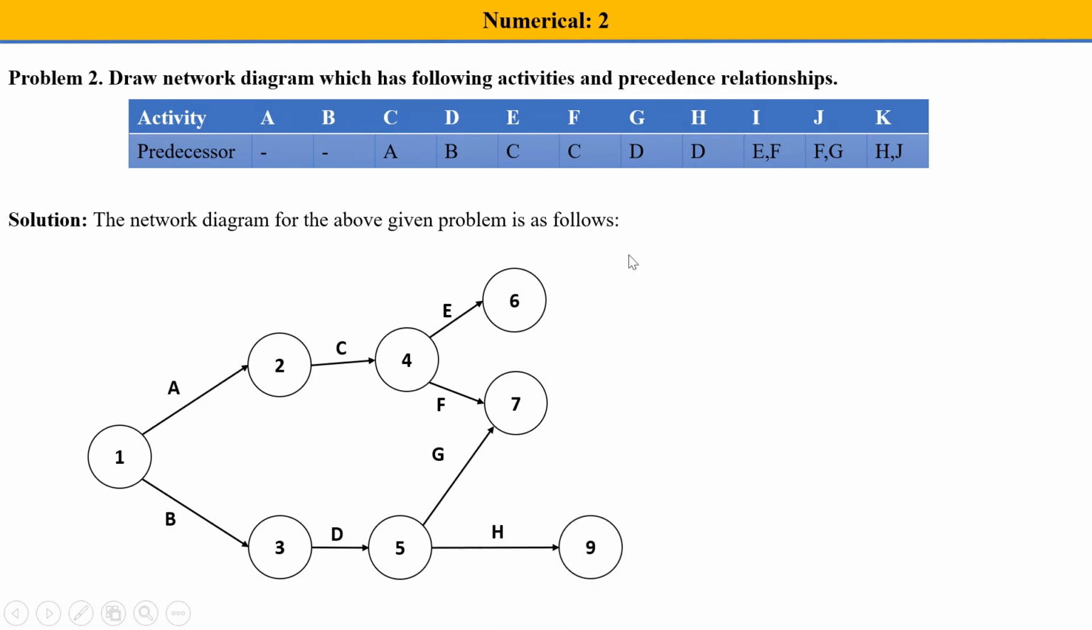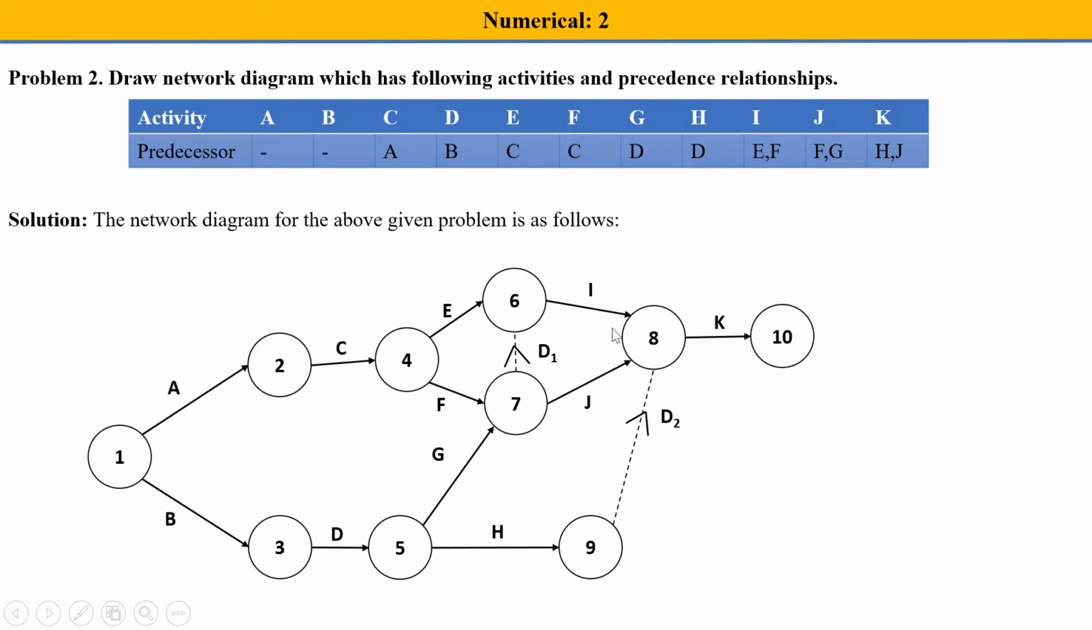Now I is coming from E and F. You can see there is no connectivity between them, and you cannot connect there because they come from the same node. So you can put a dummy activity over here and then draw I. Now J is coming from F and G. Once again H and J have a common part, so let's put a dummy activity over here and take K out of it. So this is how the network diagram is drawn.